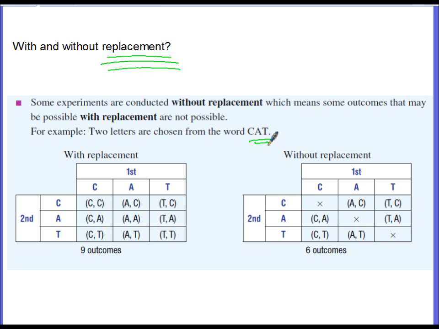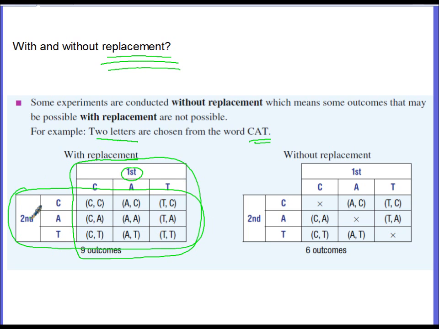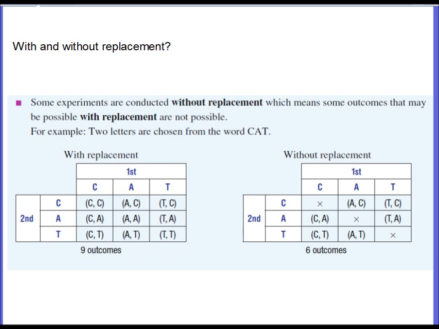So this is a multi-stage event because I'm choosing two letters. So I've set up my table with the columns representing the first choice and the rows representing the second choice. And notice that the C and the A and the T are present in the first choice, but C, A and T could also be chosen the second time.